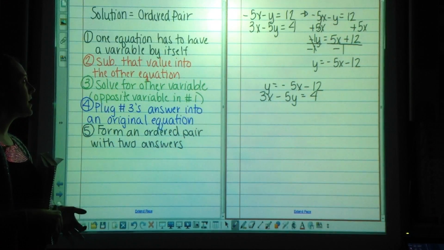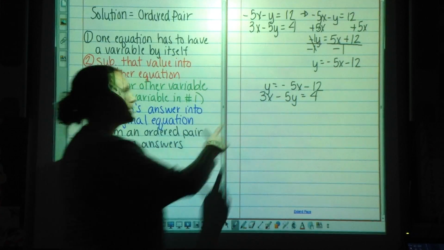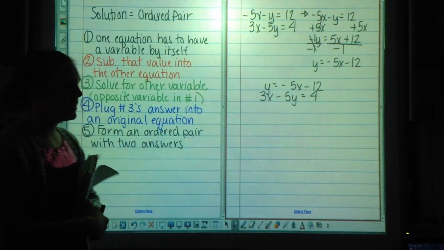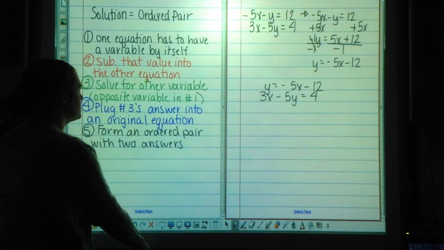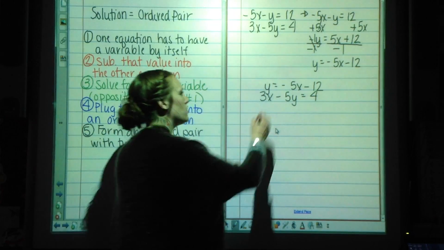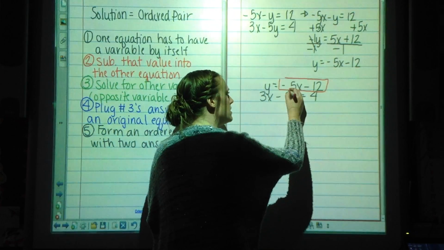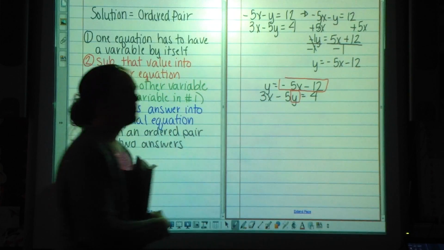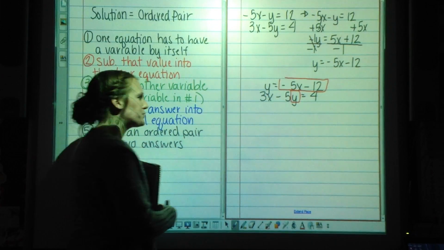Step 1, one equation has to have a variable by itself. My top equation has a variable by itself. Step 2, substitute that value into the other equation. So this y value is going to be substituted for the y in the second equation.